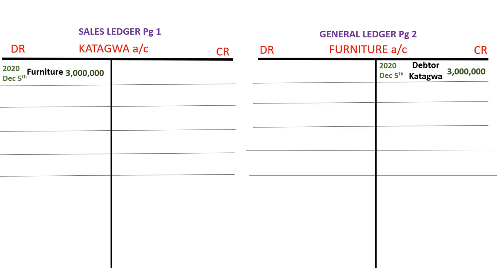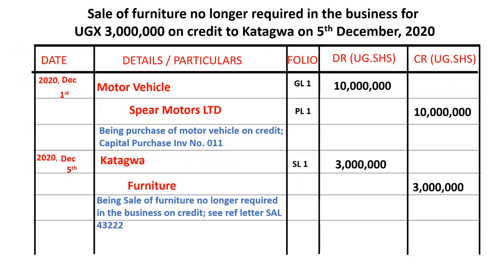After doing that, we are supposed to go back to our general journal and fill the folio column. The Katagua account is in the sales ledger on page 1. That's why we are saying it is SL1. And then the furniture account is in the general ledger on page 2. That's why we are putting there GL2. So that's it for sale or purchase of fixed assets. Let's go to something else.